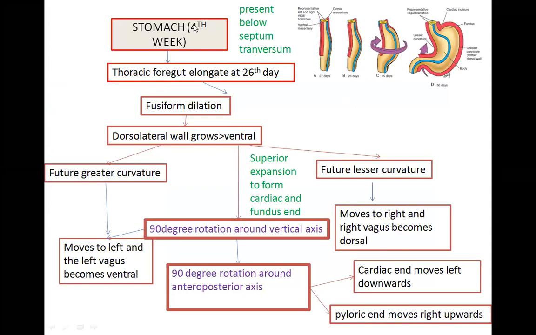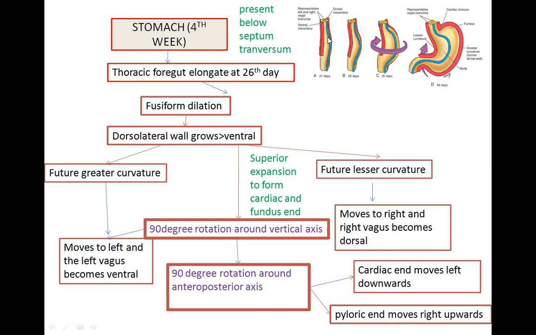The stomach appears as a certain dilatation at the fourth week, just beneath the esophagus. It is present just below the septum transversum. Now you can see these red ones are the ventral and the dorsal mesentery, and the blue ones are the vagus nerve, the left and the right vagus.